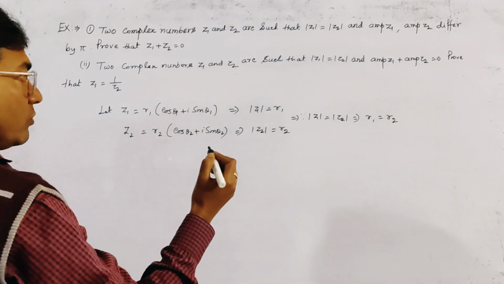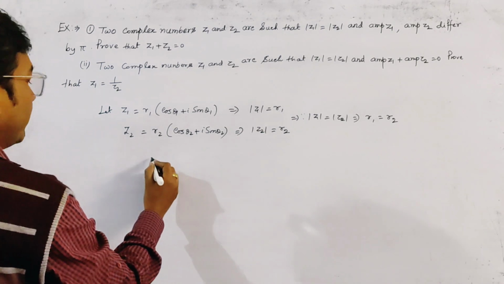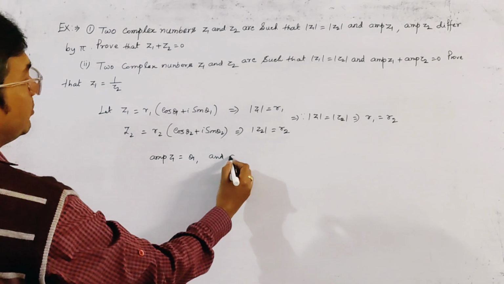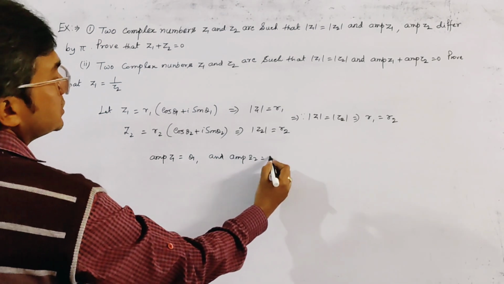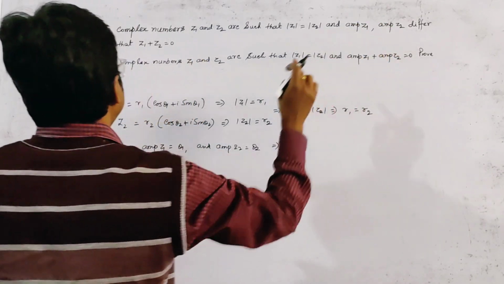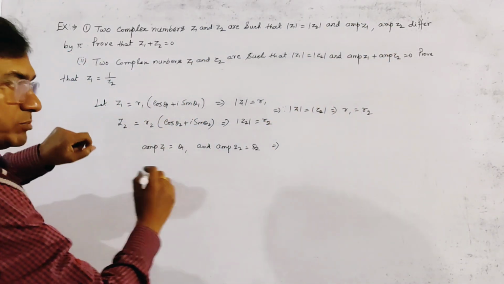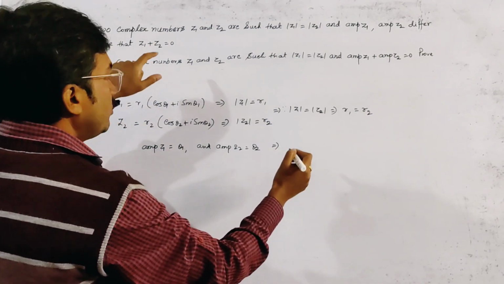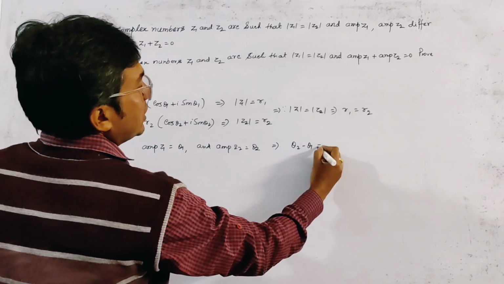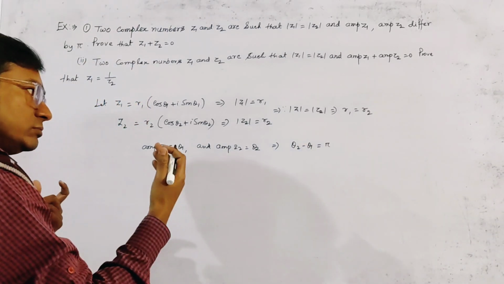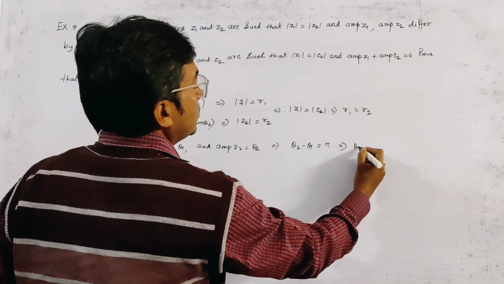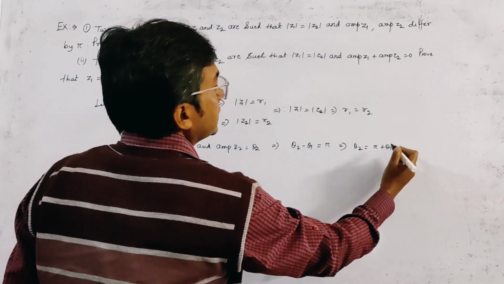Now here for the first problem, the amplitude of Z1 is equal to theta 1 and the amplitude of Z2 is equal to theta 2. So from the condition, the amplitudes of Z1 and Z2 differ by pi for the first problem. We first solve the first problem, then we discuss the second. Now we get theta 2 minus theta 1 equal to pi, and we may also take theta 1 minus theta 2 equal to pi. So we get theta 2 equal to pi plus theta 1.